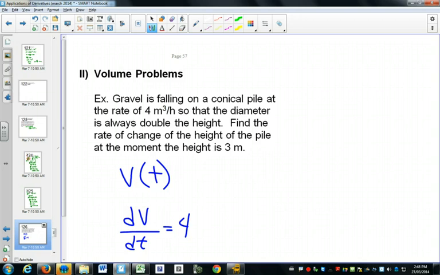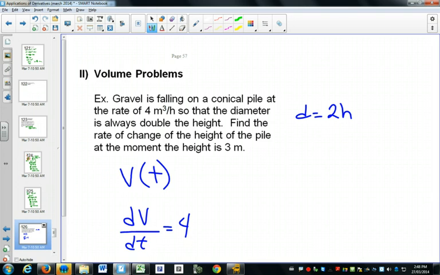We're also told that the diameter is always double the height. So there's a relationship given here, because this question has diameter, height, and volume, so we've got multiple variables. Last questions we did only had 2 variables, just radius and surface area. Now we have a third variable with height, but we're given something that relates the diameter to the height.